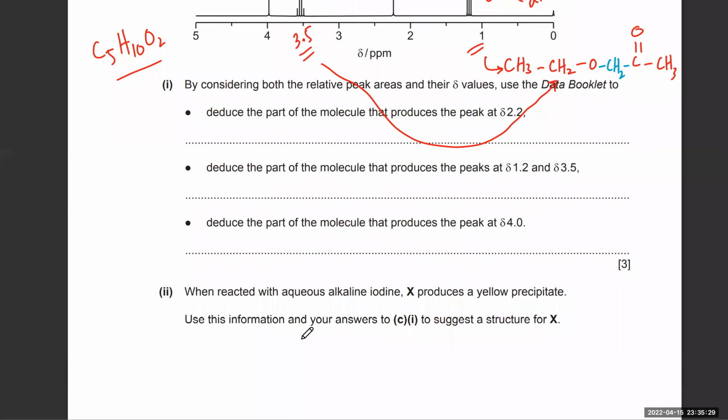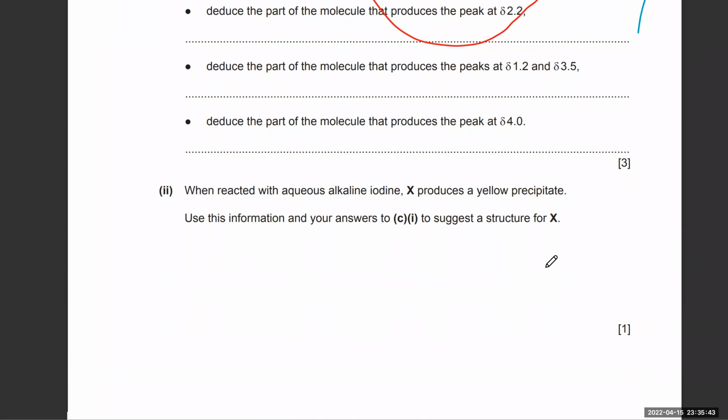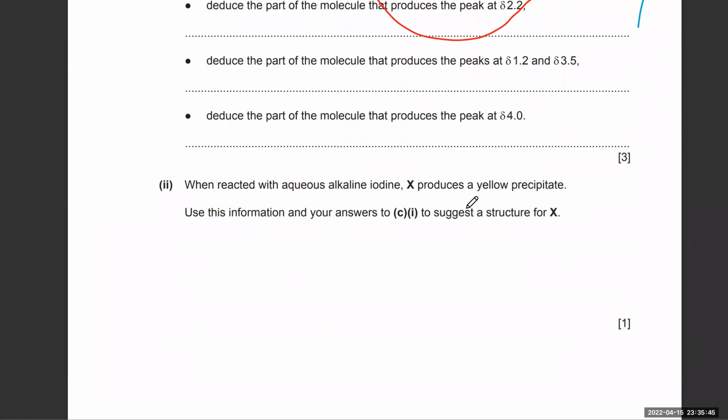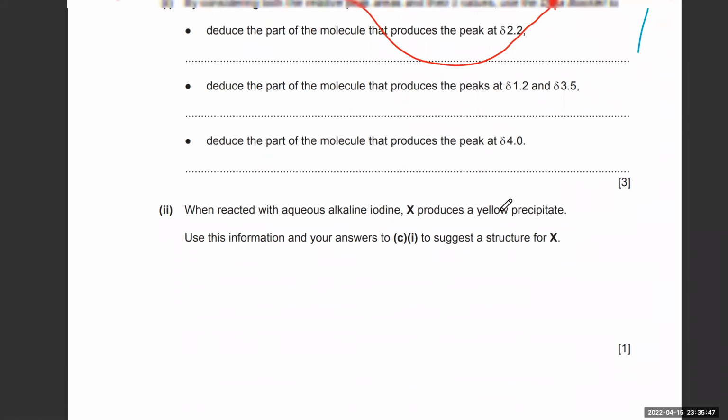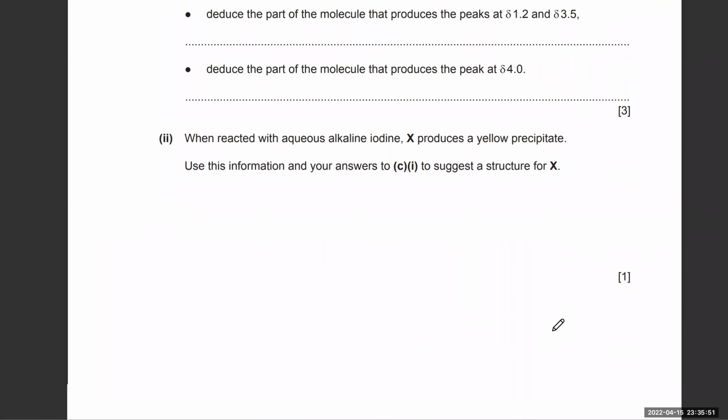That's it. Now, when reacted with alkaline aqueous iodine, a yellow precipitate is produced. So it is going to produce a yellow precipitate because, in the alkaline iodoform test, there's a CH3 right next to C double bond O. So that is going to produce a yellow precipitate. Use this information to suggest a structure of X. I mean, we already did. So that's fine. Is this clear?